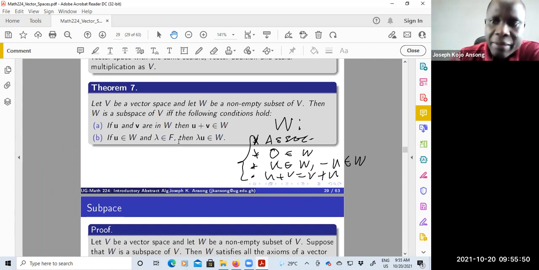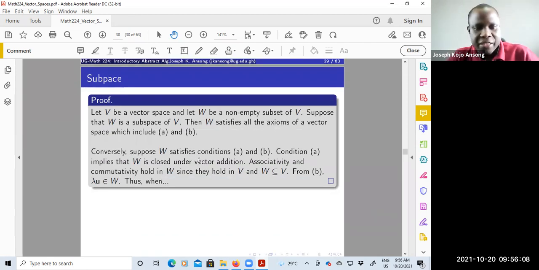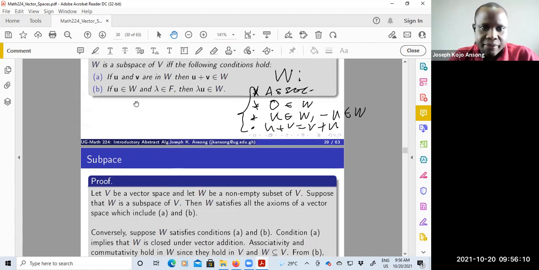To prove that it is a subspace, we need to show that it is a vector space. To show that it is a vector space, we have to show that it is an abelian group, that these properties hold and the other axioms hold. So let's concentrate on this for now. Conversely, suppose that W satisfies the two conditions, A and B.